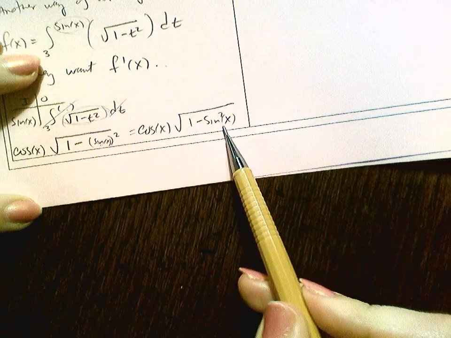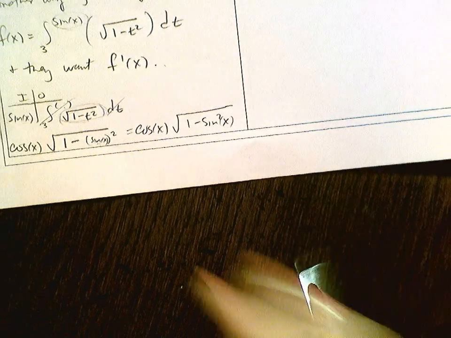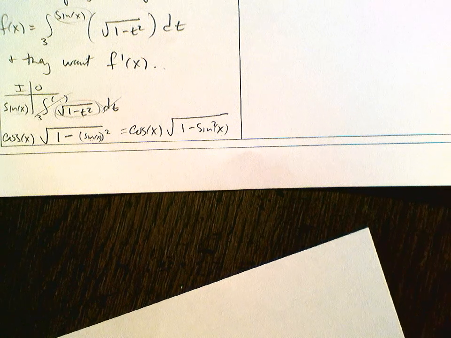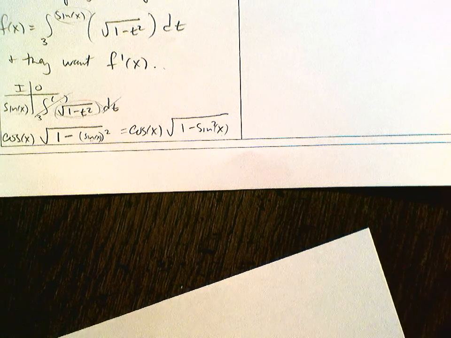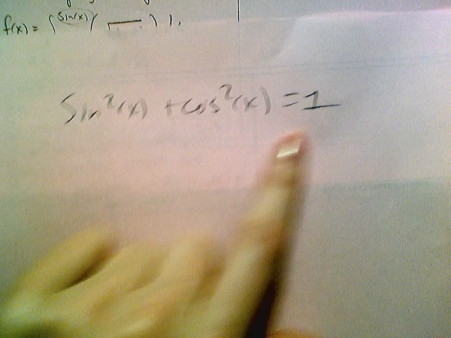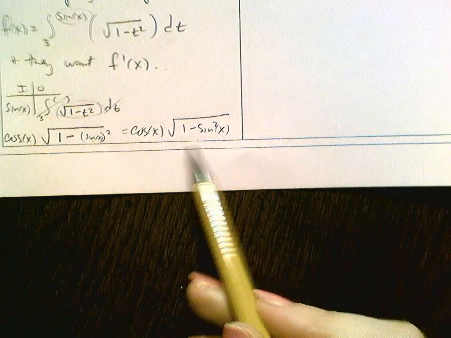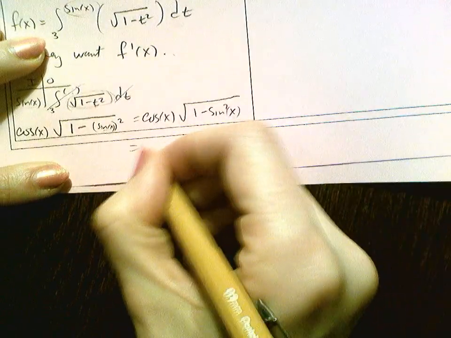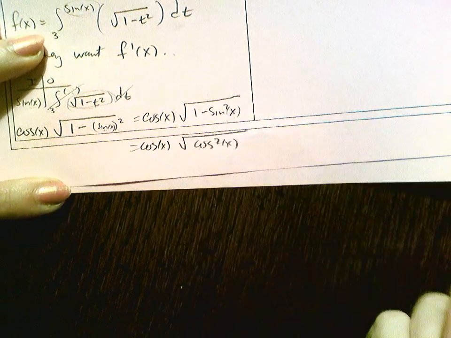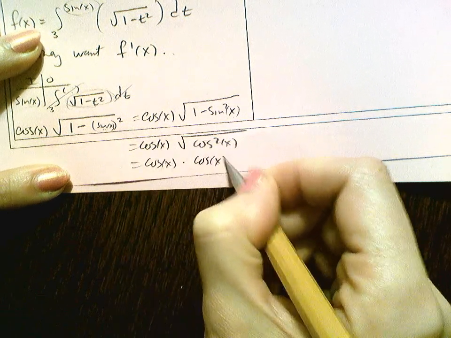Now guys, you may remember from previous years that 1 minus sine squared of x, okay, remember, you don't have to write this down, but sine squared of x plus cosine squared of x equals 1. Okay, we used this a lot last year, and this is something that you're expected to be able to recognize. So if sine squared of x plus cosine squared of x is 1, then 1 minus sine squared of x, that's cosine squared of x. So this is the square root of cosine squared of x, which is just cosine of x. So this is cosine of x times cosine of x.